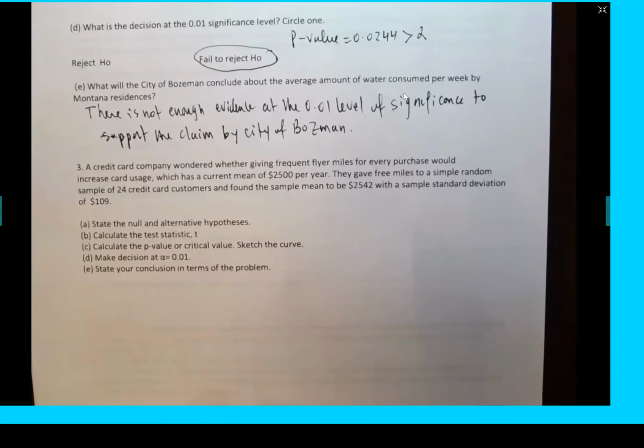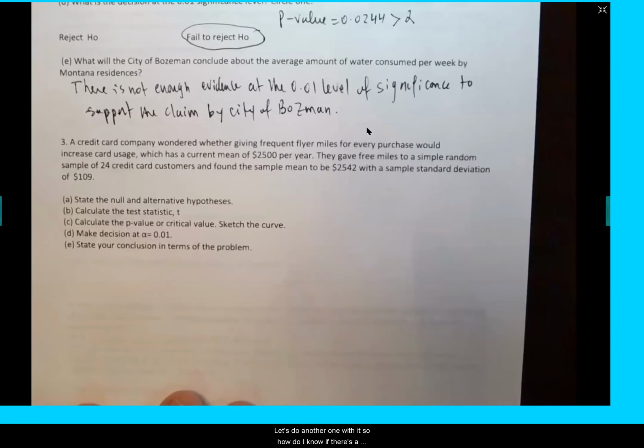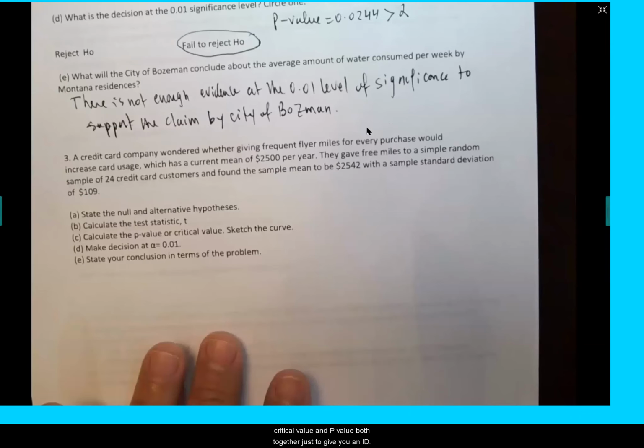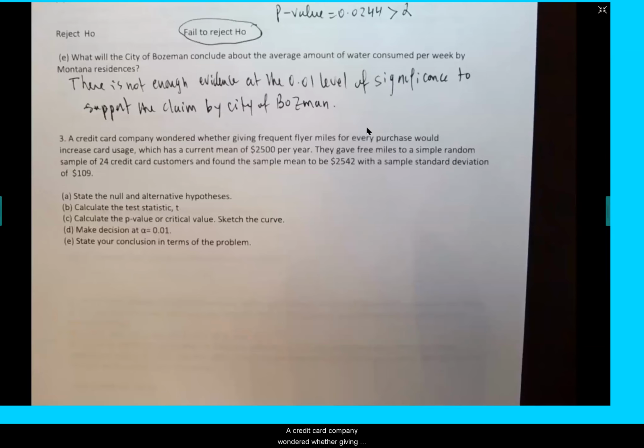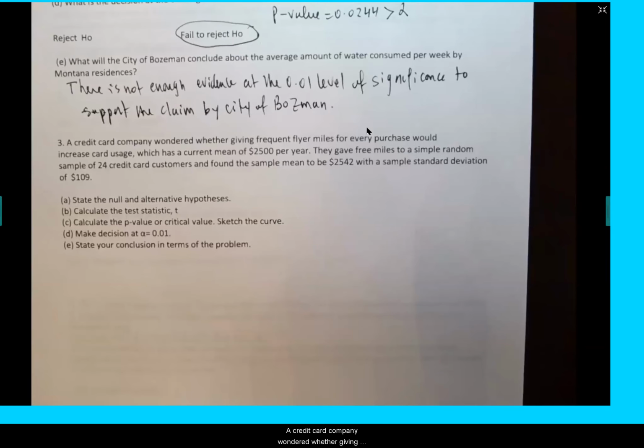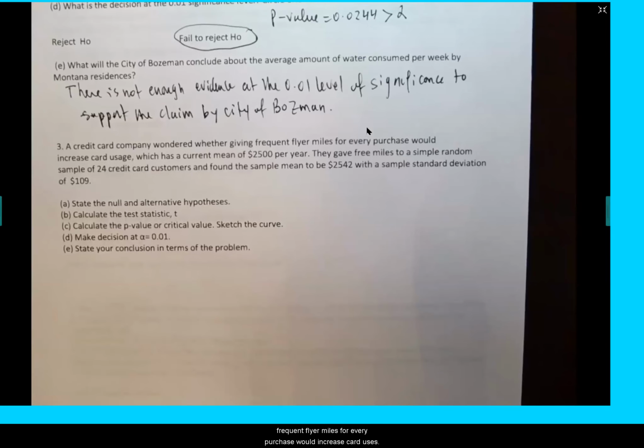All right, let's do another one. So how do we know if it is a t-test? When S is given instead of sigma, it is a t-test. Let's go to the next one. This one, guys, I'm going to do critical value and p-value, both together, just to give you an idea. A credit card company wondered whether giving frequent flyer miles for every purchase would increase card usage, which has a current mean of 2,500 per year.